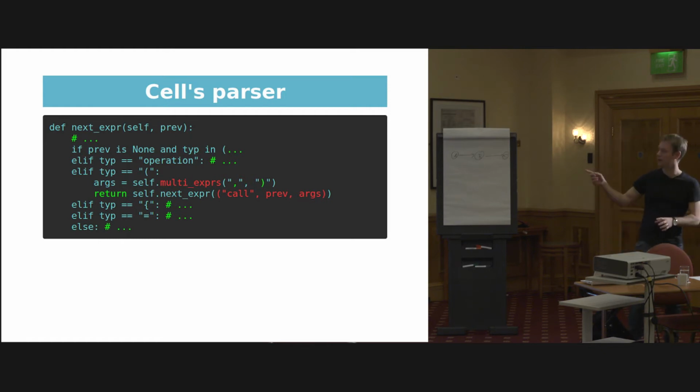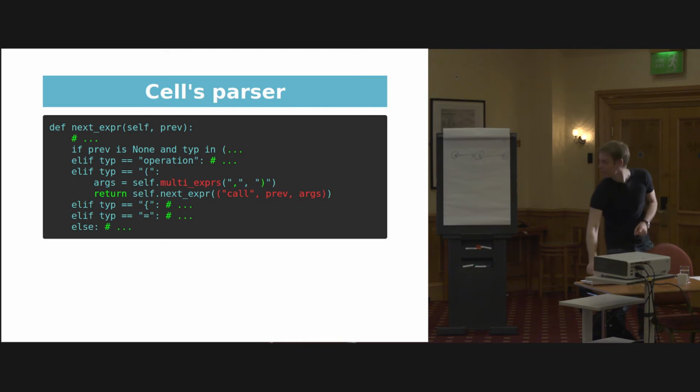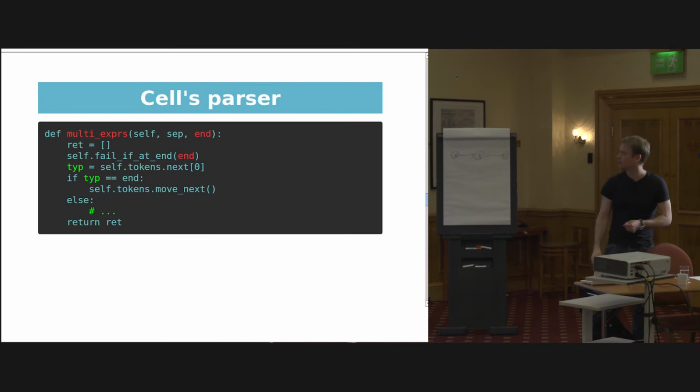So the hard bit is this multi-exprs method, which basically has to go through and parse each argument one by one and then return them all. And then we use that as the args of the third element in the tuple for our function call syntax tree. So how do we go and find all the arguments? Well, they're separated by commas, and you know you've finished when you get to a closing bracket. So multi-exprs takes in a separator and an end token.